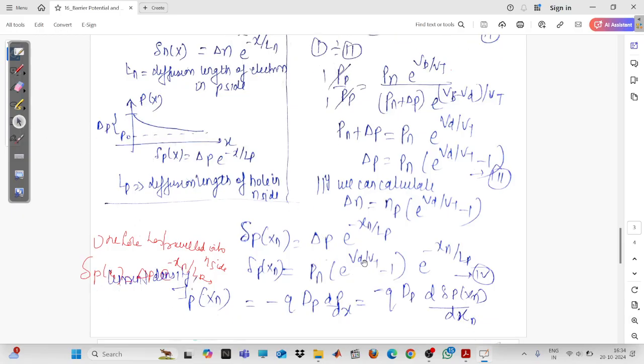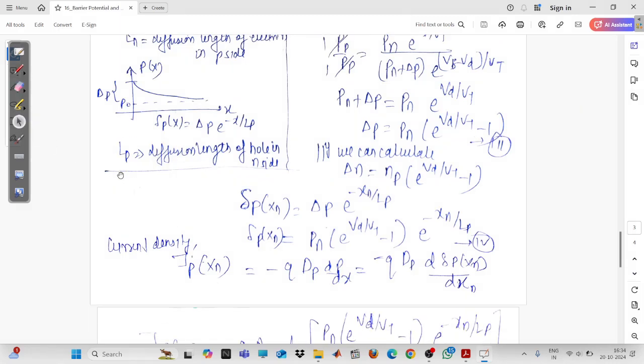Now similarly, I think this equation you have obtained, delta p is already calculated. So from this equation you will have to just substitute the value, and after substituting I think you have got this equation number 4. So now what is the current density? Ultimately what is happening, the majority charge carriers are diffusing. So that's why we will have to take the current density due to the diffusion. So we have taken Jp xn.